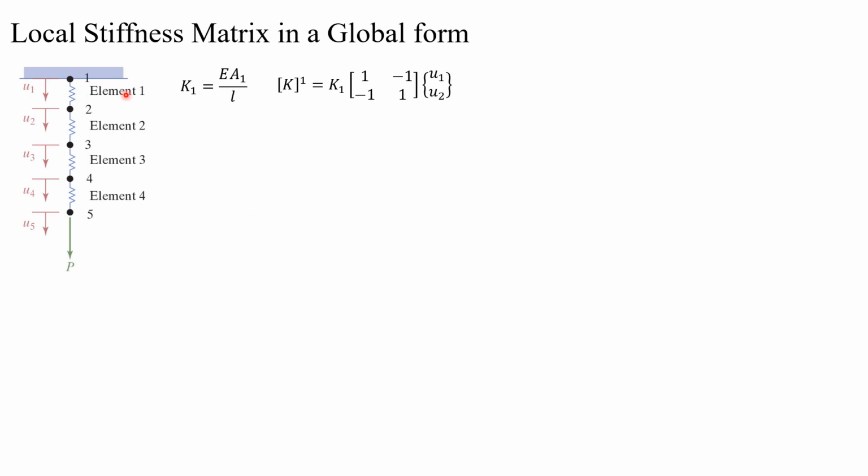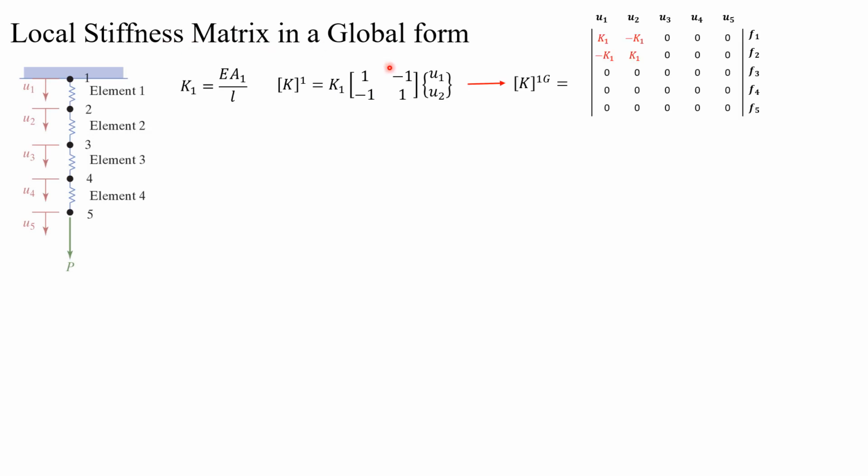Not only do I have one element, but I have multiple elements. So I found the stiffness matrix, a local stiffness matrix, for my element 1. But if I want to combine the stiffness matrices and find the stiffness matrix for the whole system, I need to write my local stiffness matrix in a global form. So in a global form for the whole system, I have 4 elements and 5 nodes, which means that I have 5 nodal displacements. So my stiffness matrix would be 5 by 5.